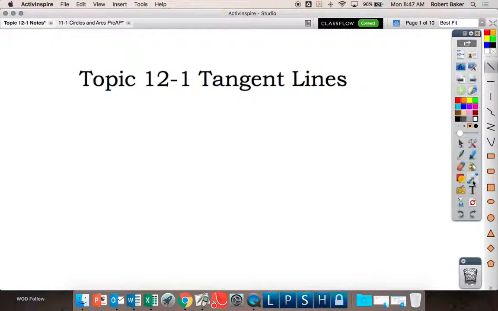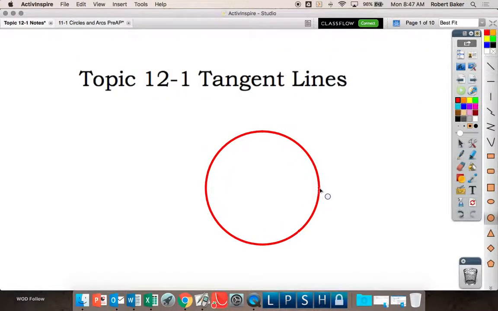So we'll start with a circle. It's a white circle. A tangent line is any line that hits a circle at one point. So a tangent line never goes inside of a circle. All right? So a couple different things we can do with tangent lines.